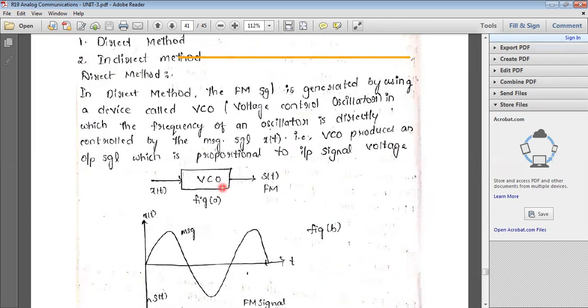The name itself indicates it is an oscillator. That is, it generates some frequency of signals according to the applied input voltage. Suppose for the VCO, we apply a message signal, that is x of t. According to the message signal amplitude, the VCO generates some frequency of the signal. That is, the delivered signal frequency mainly depends upon the amplitude of this x of t.